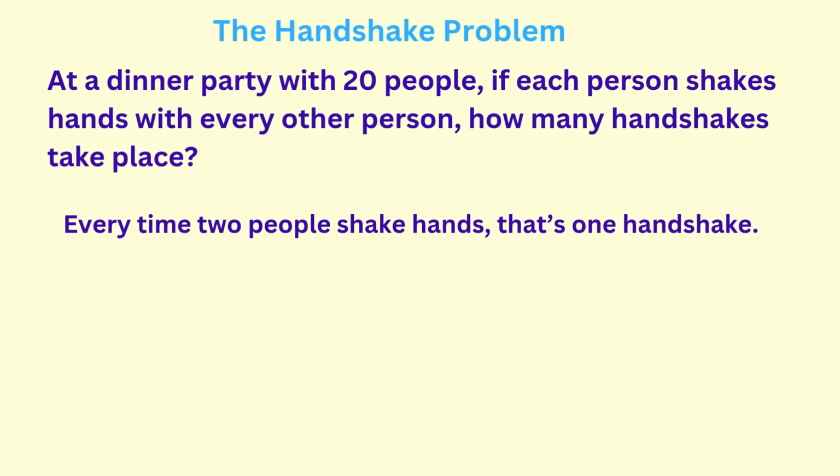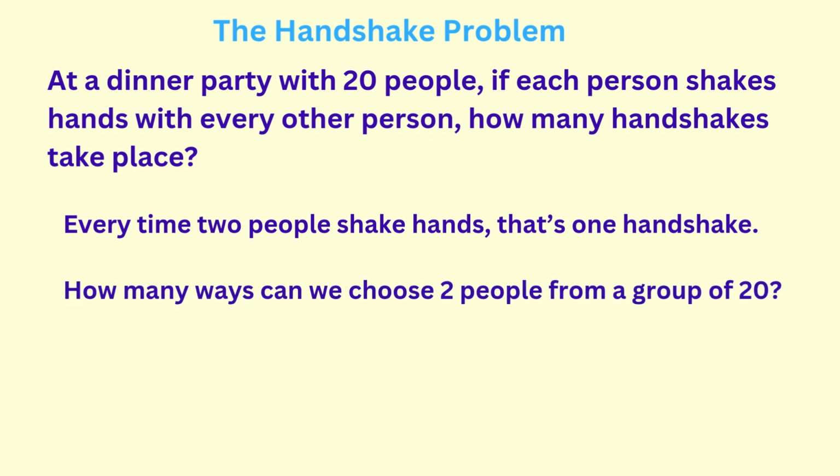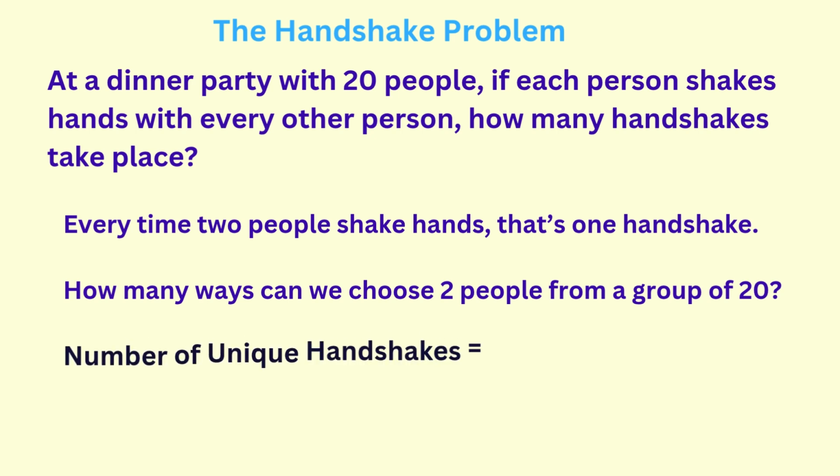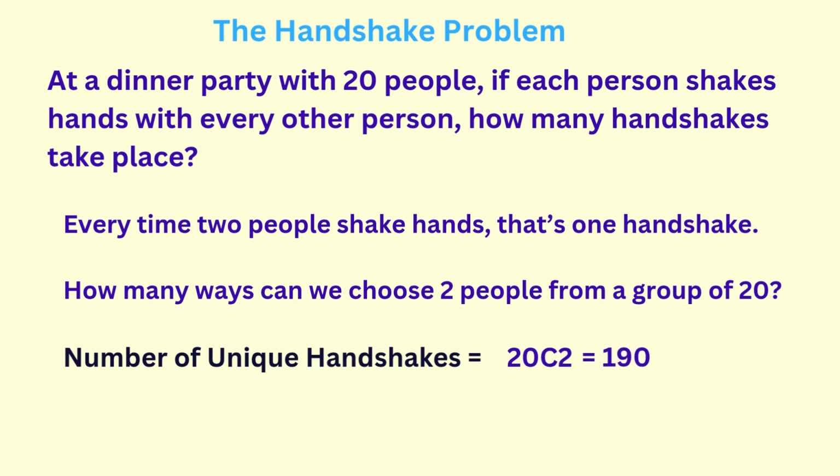So the real question becomes, how many ways can we choose 2 people from a group of 20? That's a combination problem. So in this case, it's 20 choose 2. Using a calculator, 20 choose 2 is equal to 190. That means 190 unique handshakes take place at the dinner party.